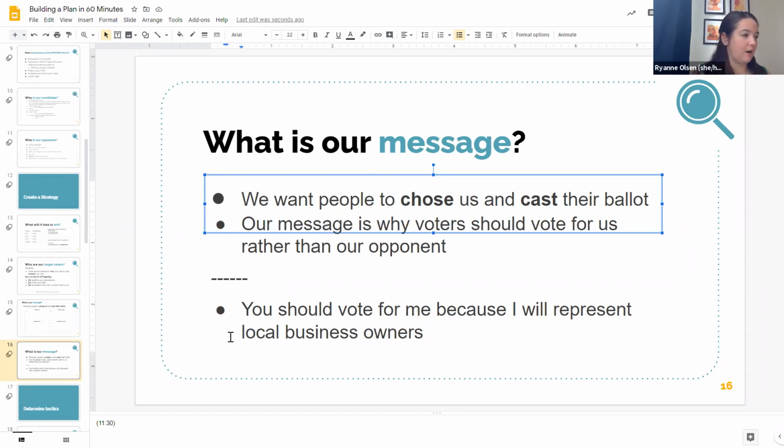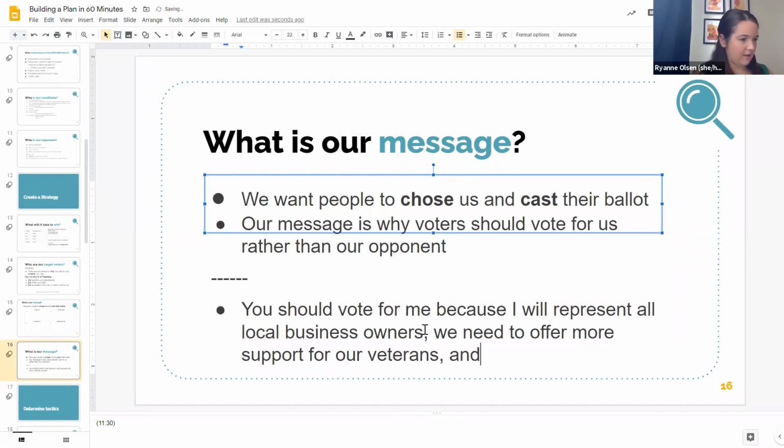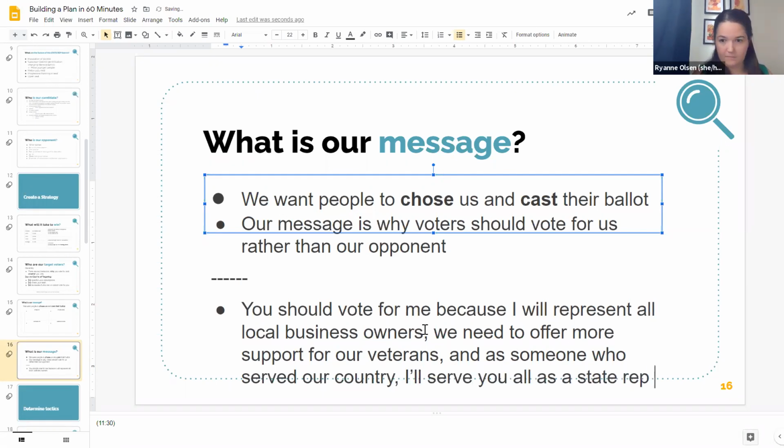What if we said something like all local business owners? Something along the lines of our veterans, and as someone who served our country, I'll serve you all as a state rep. Equity, justice, understands the local education needs, small business started by COVID. Okay, tax breaks.